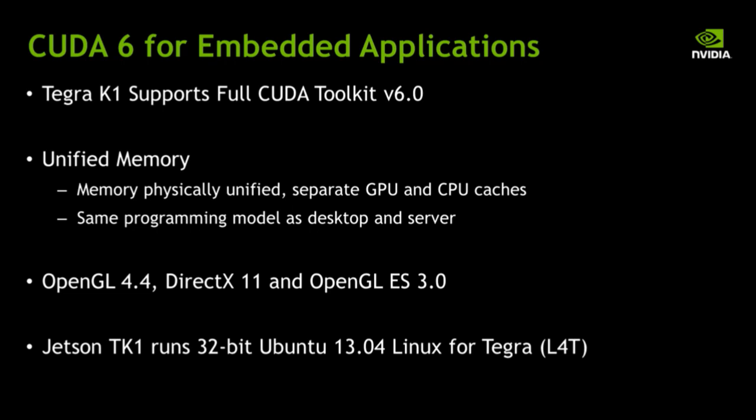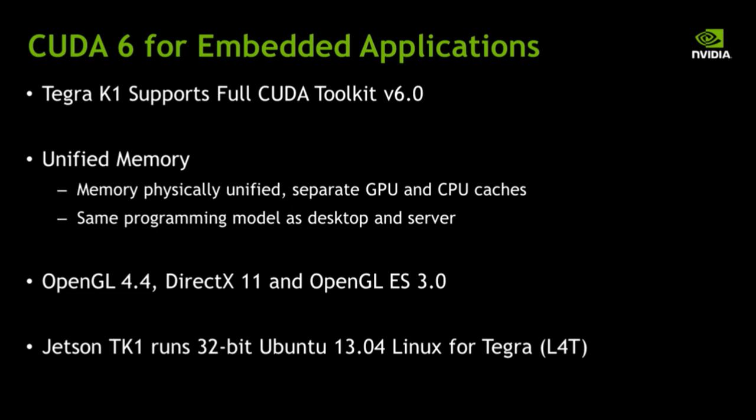Tegra supports unified memory. The difference from desktop is that on Tegra, since it's a system on a chip, the memory is physically unified. And so there aren't separate CPU and GPU memories. However, the caches are still separate. And so to use unified memory, that just basically means that you use the same programming model as on desktop. You use CUDA malloc managed, and you get coherence at launch and sync.